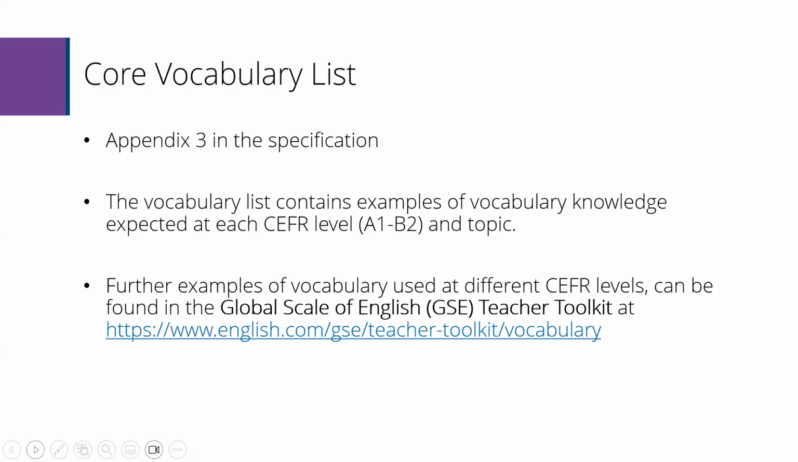Now, I'm also going to say a little bit about vocabulary. There's a core vocabulary list as well, and that's Appendix 3 in the specification. The vocabulary list contains examples of vocabulary knowledge expected at levels A1 to B2 and by topic. And there are some further examples also in the Global Scale of English Teacher Toolkit in the vocabulary section.